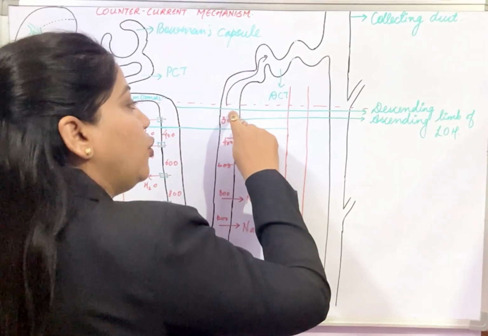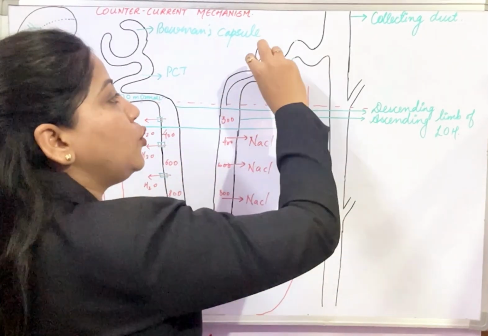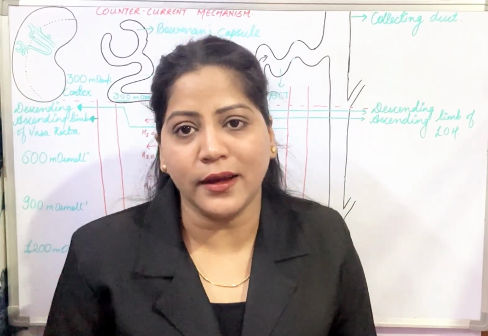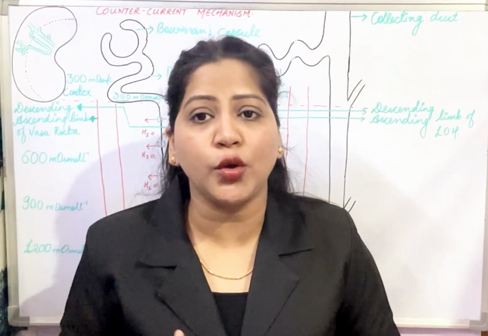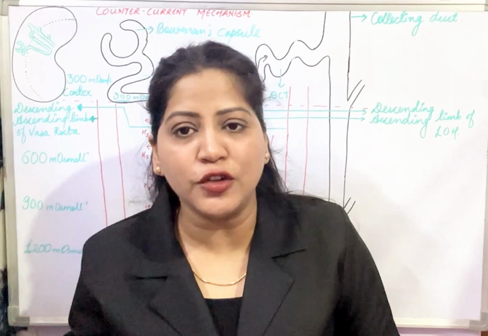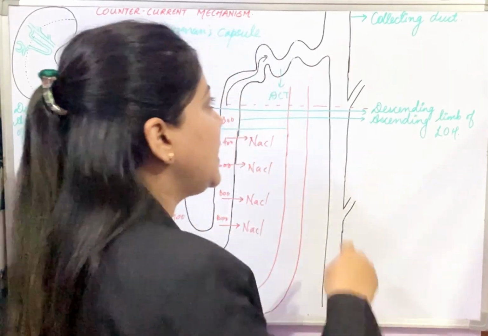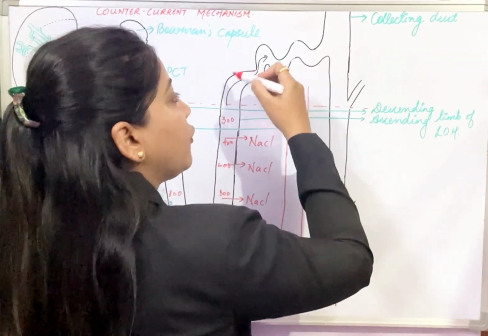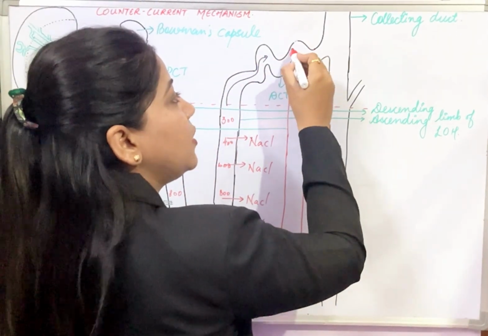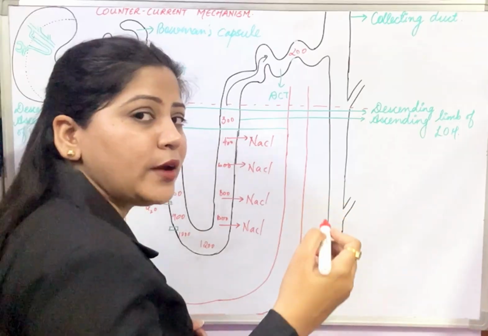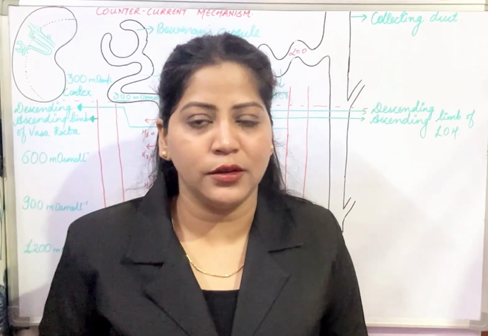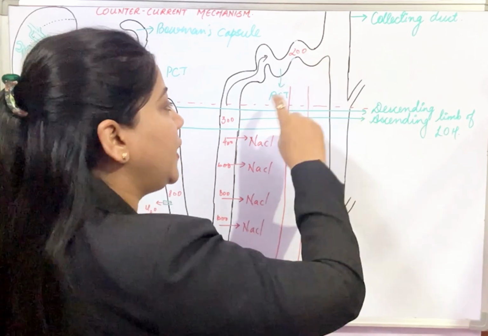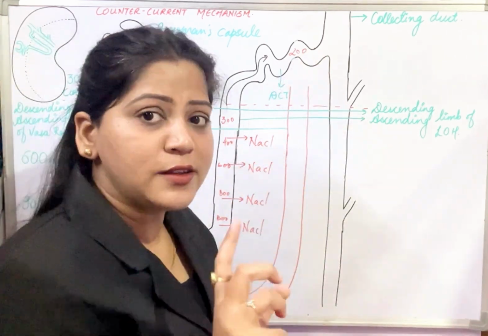When the filtrate moves into the DCT region, the distal convoluted tubule, further NaCl will move out of the DCT into the cortical region of the kidney, making the urine more dilute. As the filtrate moves into the DCT region, the osmolarity will become 200, that is, diluted urine. So this is the osmolarity in the DCT region. That means the urine is not concentrated.